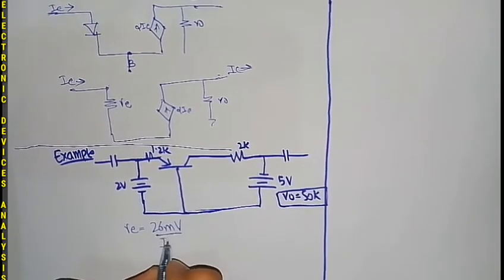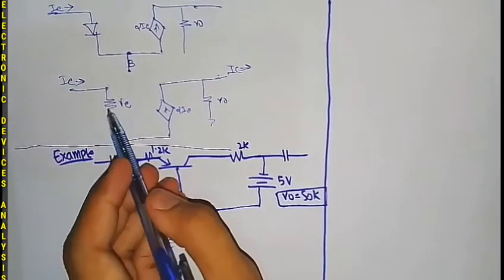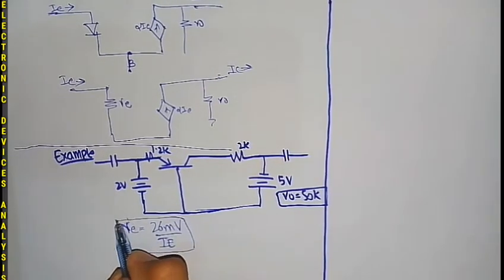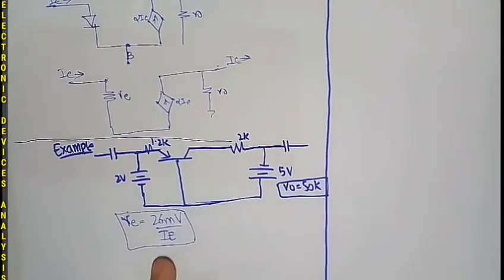capital IE, because here we will need our resistance value of re. Here we will now find the value of IE. If we find the value of IE, we will calculate the value of re from there. So first of all, we will calculate the value of IE.